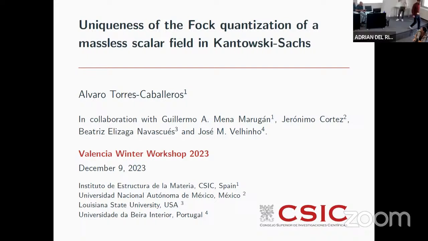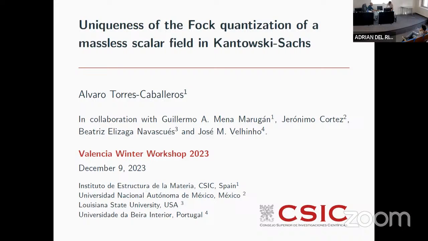So our next speaker is Álvaro Torres Caballero from the Instituto de Estructura de la Materia in Madrid. He will be talking about the uniqueness of the Fock quantization of a massless scalar field in Kantowski-Sachs. Thank you. Before I start, I want to thank the organizers for having me. So like you say, I'm going to talk today about the uniqueness of the Fock quantization of a massless scalar field in the Kantowski-Sachs background. This work has been in collaboration with Guillermo Mena, Jerónimo Cortez, Beatriz Elizaga, and José Velhinho.